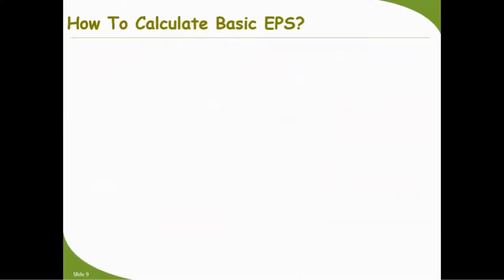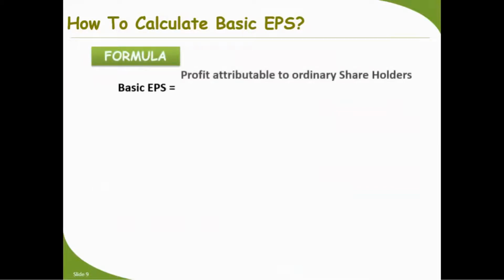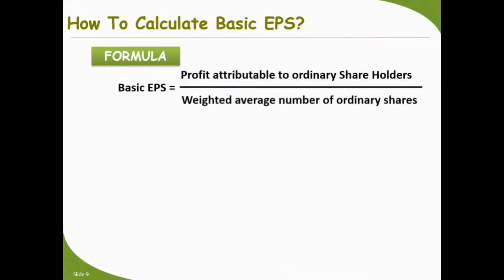Okay. Then how to calculate basic EPS? What is the formula? Basic EPS is equal to profit attributable to ordinary shareholders divided by weighted average number of ordinary shares. So here we have two major things which we will discuss under different criteria: what is profit attributable to ordinary shareholders and how we will calculate the weighted average number of ordinary shares.